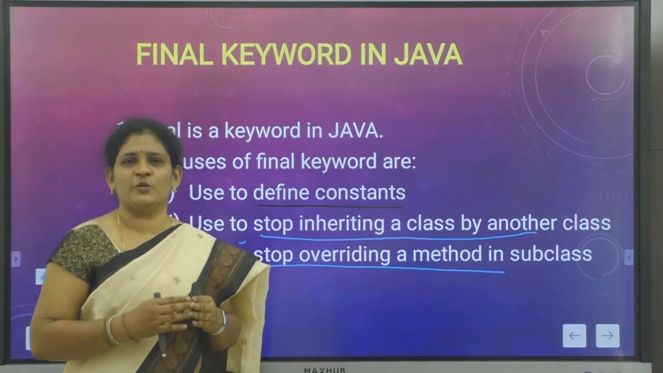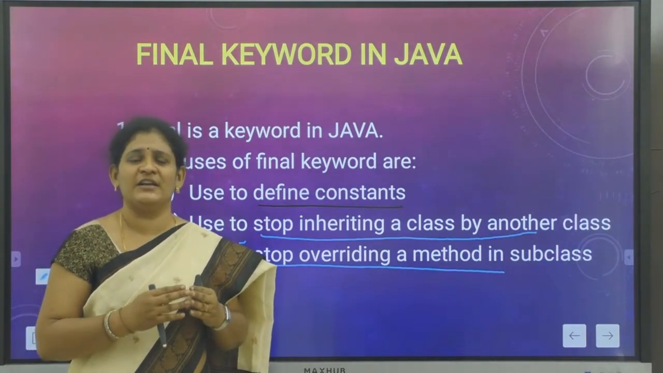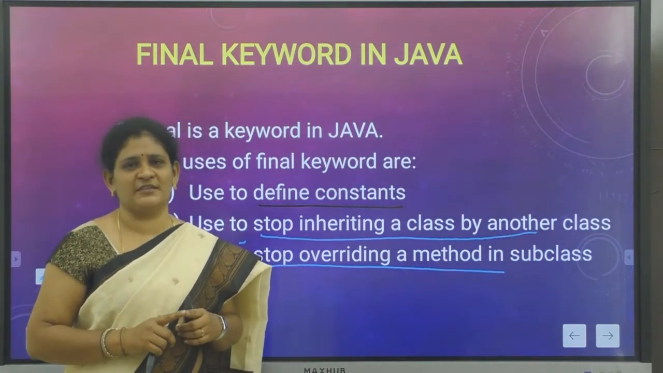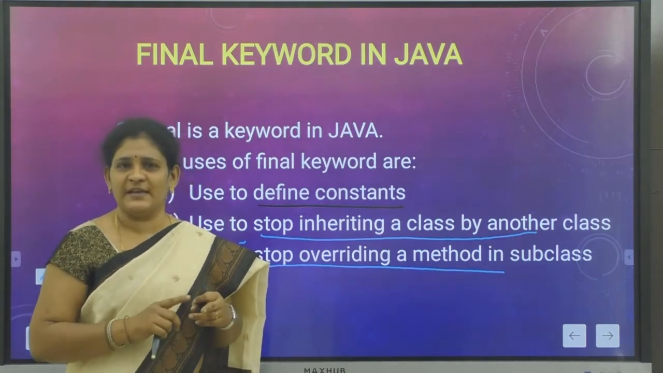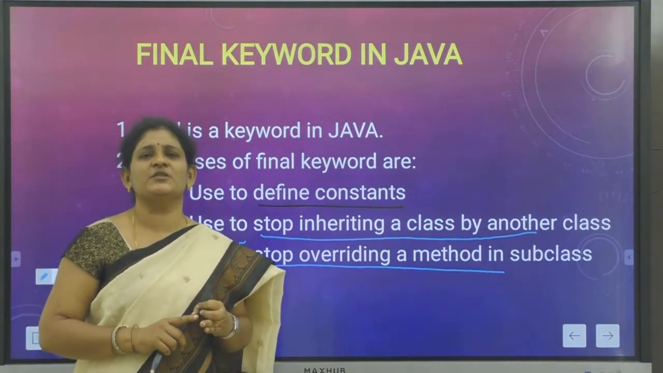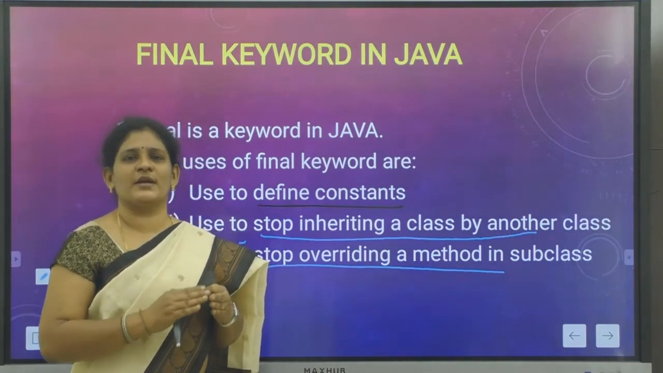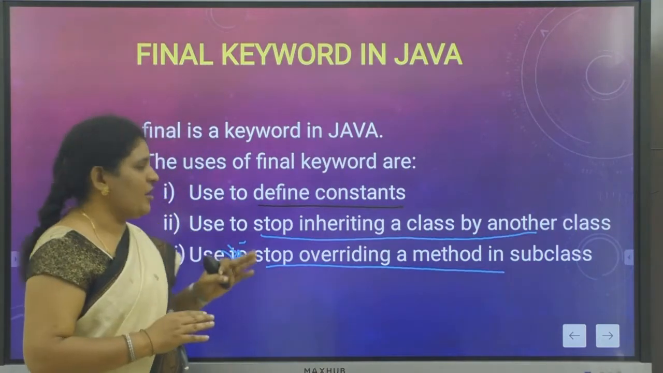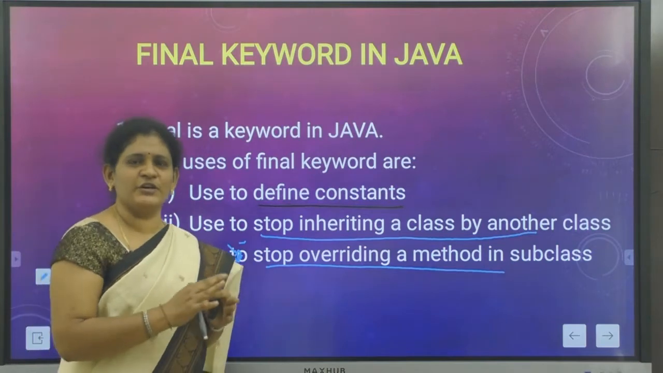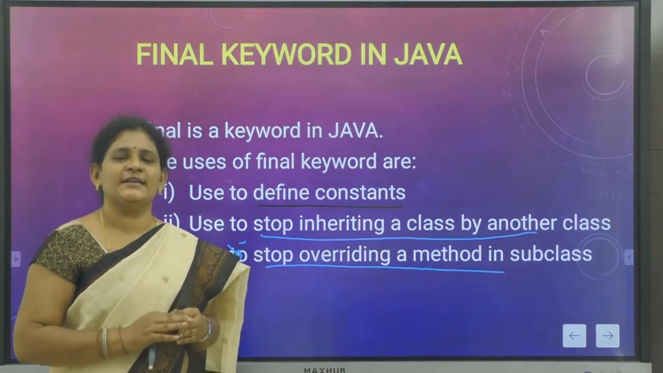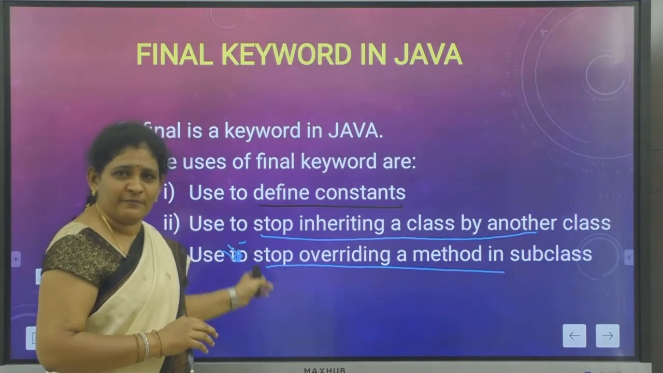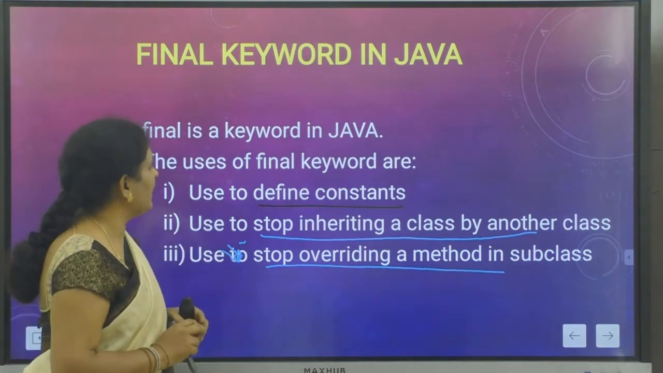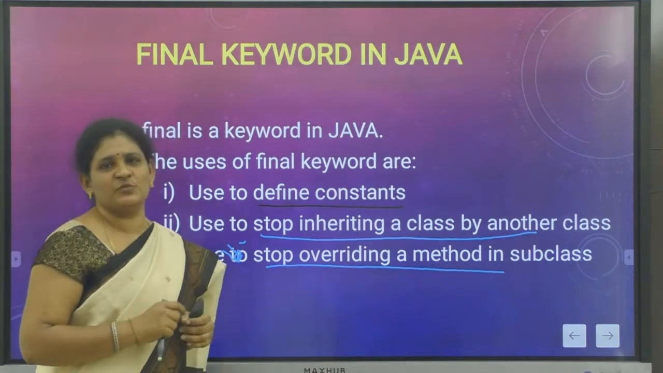In an interview you may get a question like, in what cases or situations do we use the final keyword. The answer is: final can be used to define constants, to stop inheriting a class by another class, and to stop method overriding by the subclass. Apart from these three uses, we won't use the final keyword in any other situations. Take it for granted, students. Now let us see each usage with an example program.